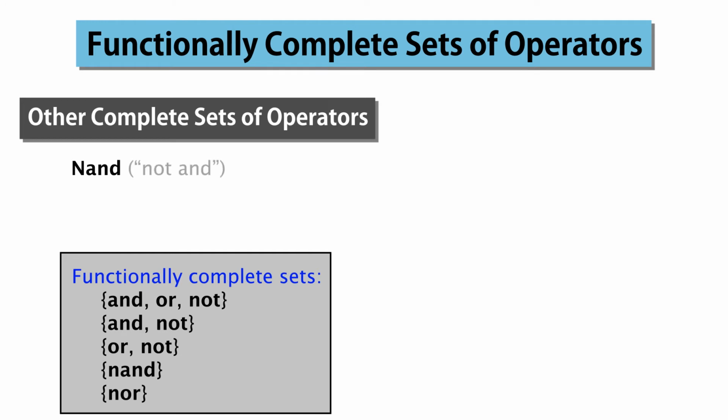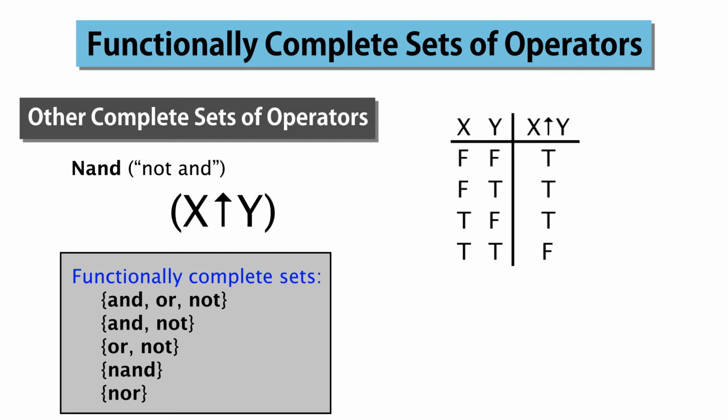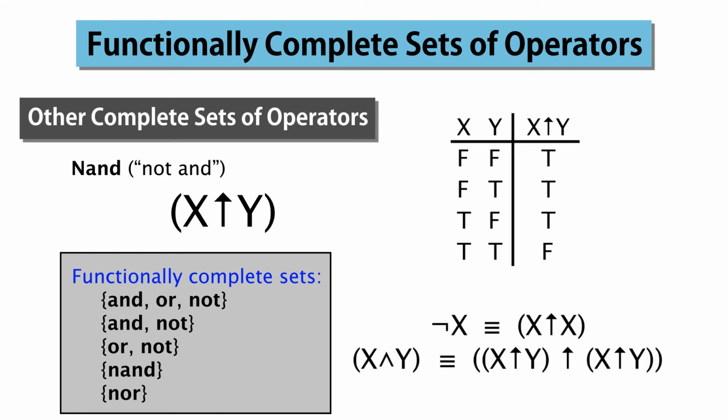NAND, short for not AND, is sometimes denoted in logic by the upward arrow. It has the truth table shown here. We can show that NAND alone is functionally complete by showing how to convert all of the elements of any other complete set into equivalent expressions using only NAND. Consider the set containing AND and NOT. The two formulas shown here show logically equivalent forms using only NAND. We'll leave it to the viewer to verify these equivalences using truth tables.